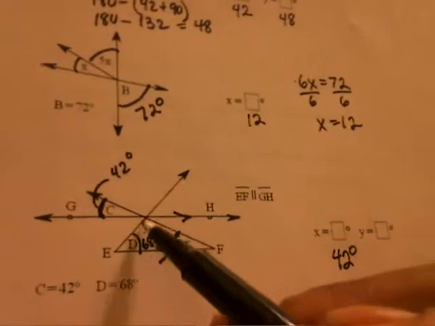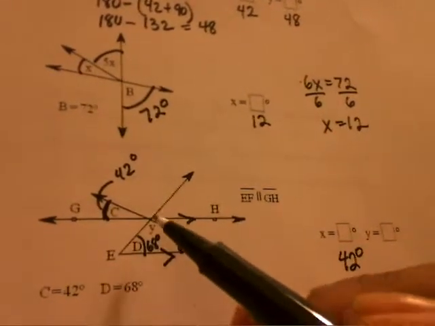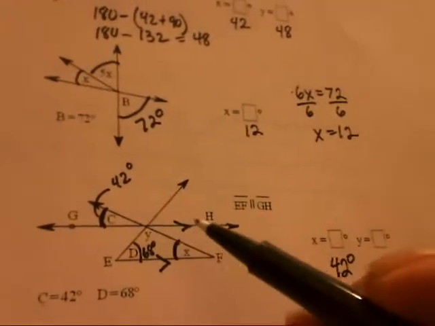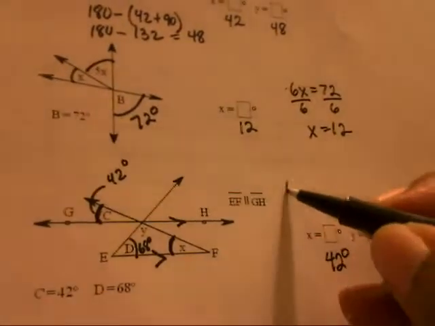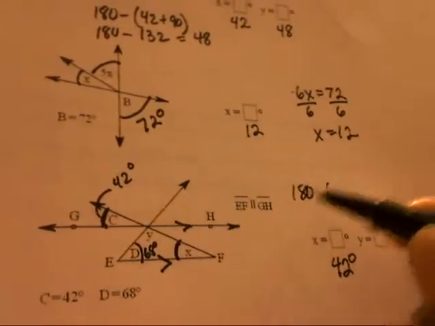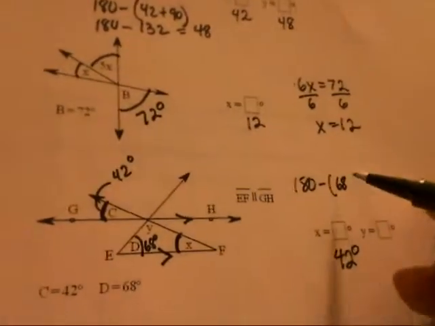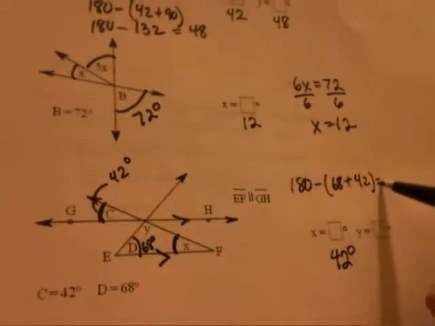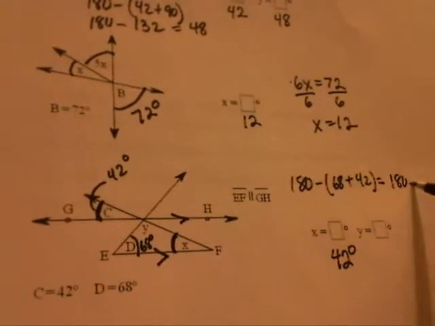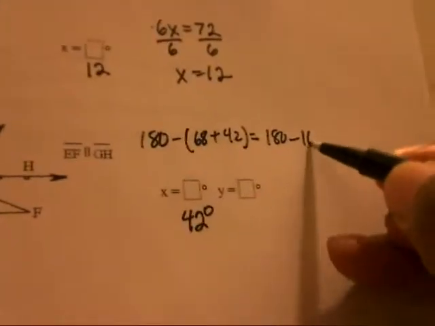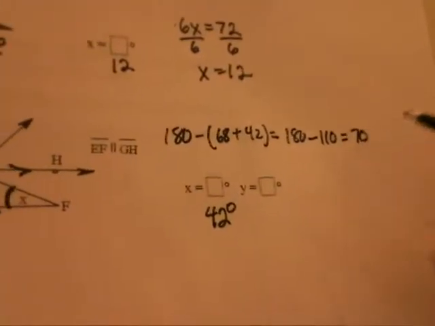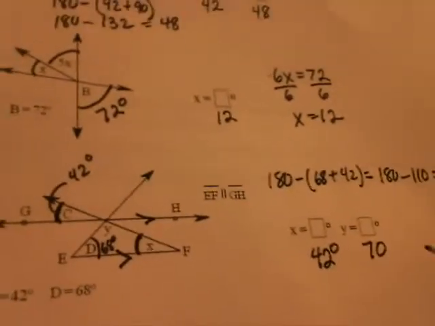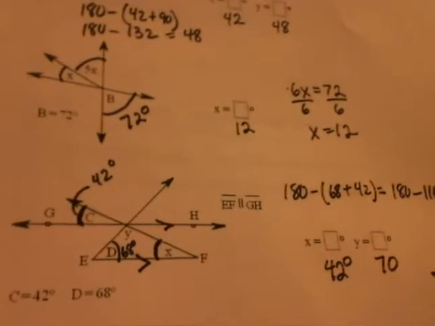Okay, now take a look at this triangle at the bottom. The sum of those angle measures in that triangle equal 180. So in this case, I can do 180 minus the sum of 68, which was angle D, plus angle X was 42 degrees. So that'll be 180 minus 110, which will leave you with 70. So the measure of angle Y, in this case, will be 70 degrees.